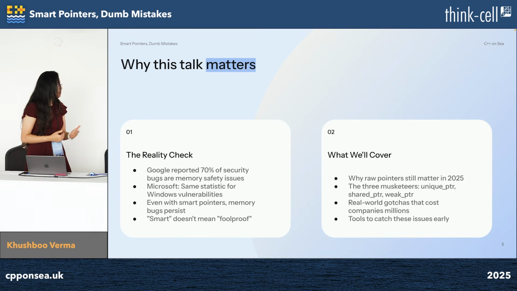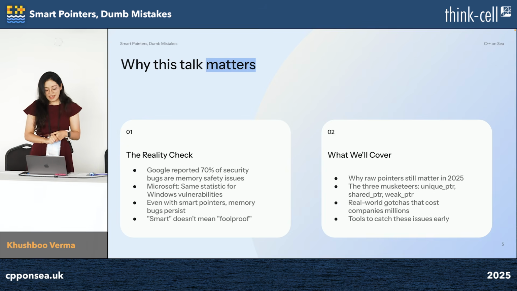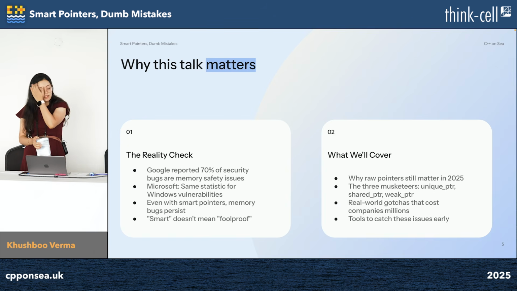And so, what we will cover in this particular slide: first of all, we'll talk about raw pointers and why they're still relevant today. And then we'll talk about different types of smart pointers like unique pointer, shared pointer, weak pointer. And we'll also talk about the tools that we can use to catch these issues early on. So these statistics show why it's so important, and we'll see some examples of commonly introduced bugs that we can all make from time to time.